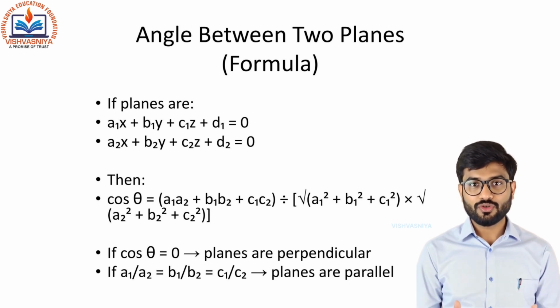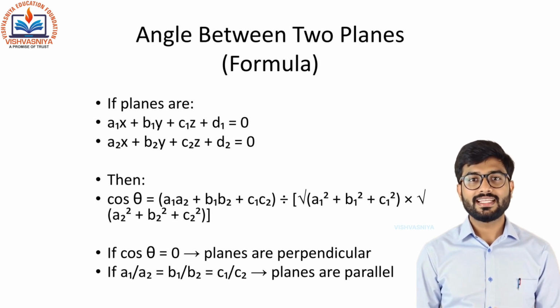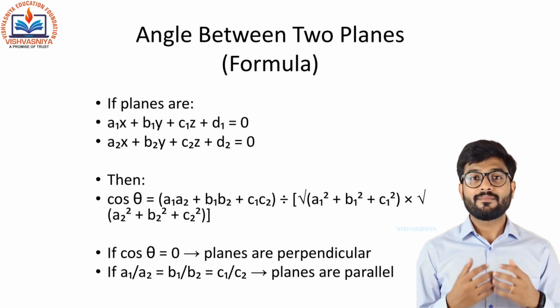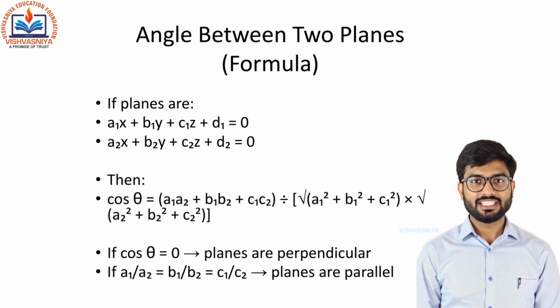If the value of cos theta is 0, the planes are perpendicular. If the ratios a1/a2, b1/b2 and c1/c2 are equal, the planes are parallel.